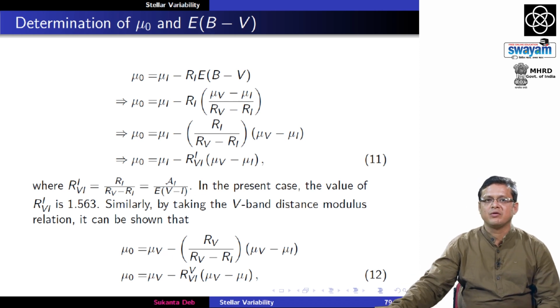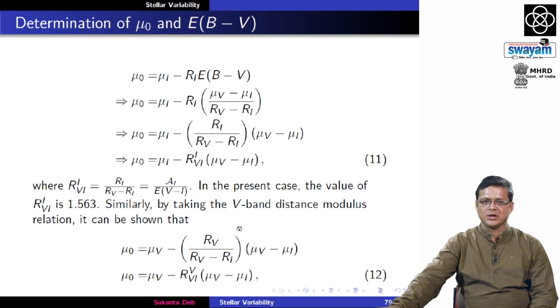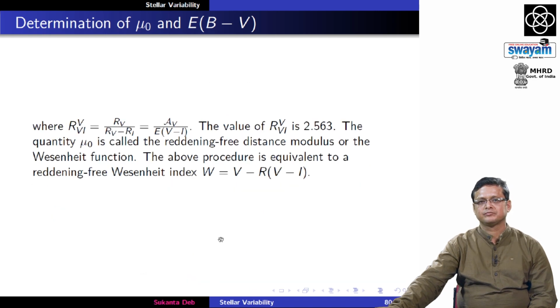In the present case, the value of R_VI is 1.563. Similarly, by taking the V band distance modulus, it can be shown that μ0 = μV − R_VV (μV − μI). The value of R_VV is 2.563, and the quantity μ0 is called the reddening free distance modulus, or it is the Wesenheit function. The above procedure is equivalent to a reddening free Wesenheit index.